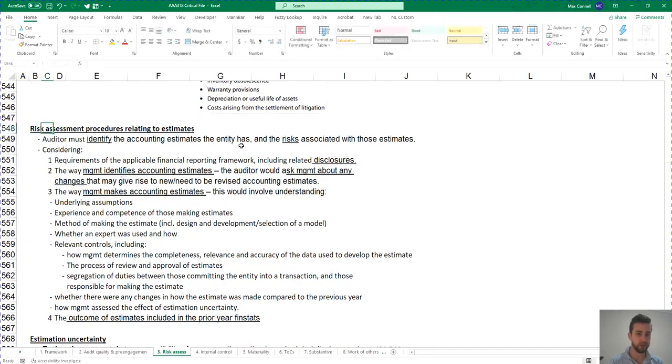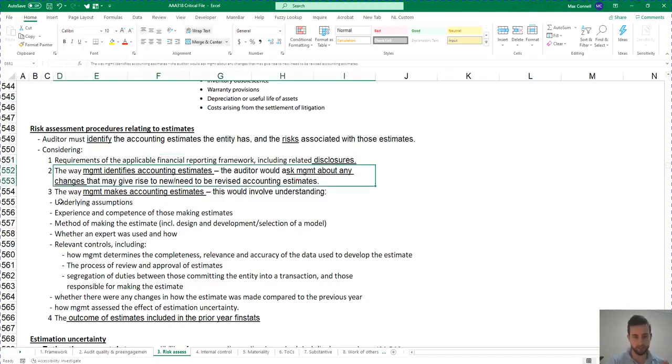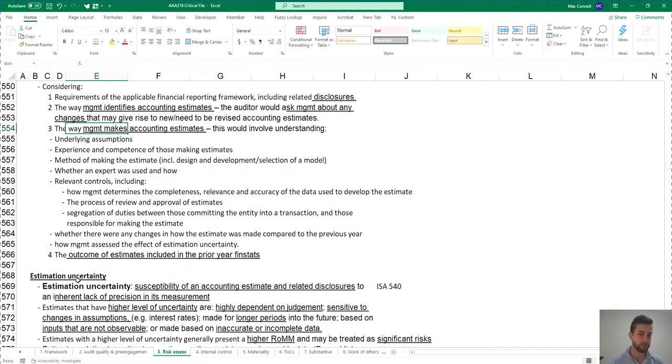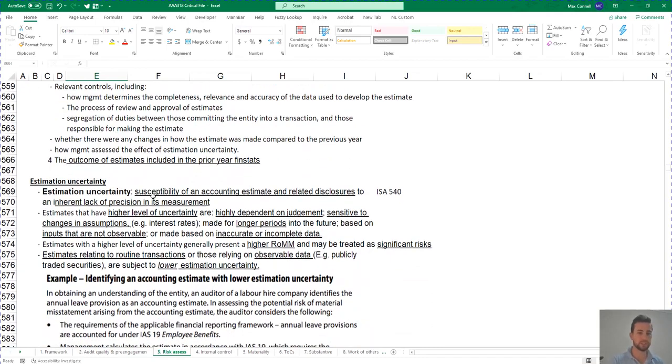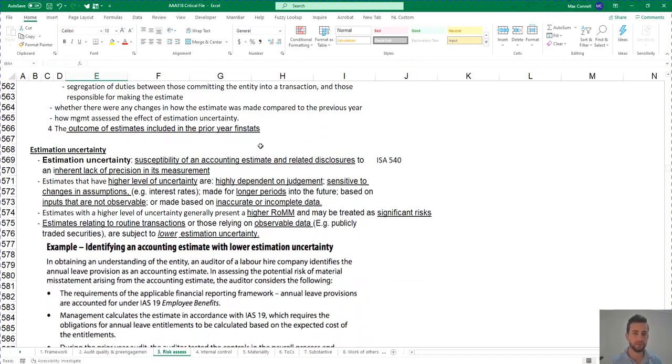Whenever we're dealing with estimates, the auditor must identify the accounting estimates and the risks associated with these estimates, including the related disclosures, the way management identifies accounting estimates, the way management makes accounting estimates, including the underlying assumptions, the experience and competence of those making estimates, the method of making the estimate, whether an expert was used, the relevant controls, whether there were any changes in how the estimate was made compared to the previous year, and so forth. And then finally, the outcomes of those estimates in the prior year financial statements.